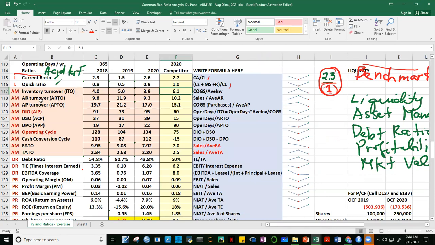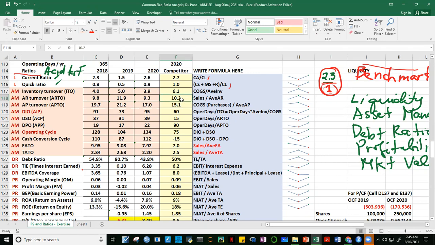ARTO is accounts receivable turnover. It tells us how many times the company is able to go from sales to collection. So from 9.8, 11.9 to 9.3, it went down in 2020 to 9.3. It means that in a particular year, the company is able to collect on their receivables 9.3 times. So from sales to collection, that's 9.3 times, vis-a-vis their competitor at 10.2 times.